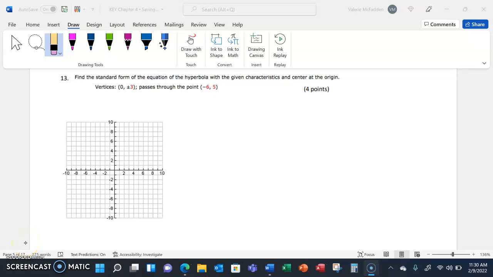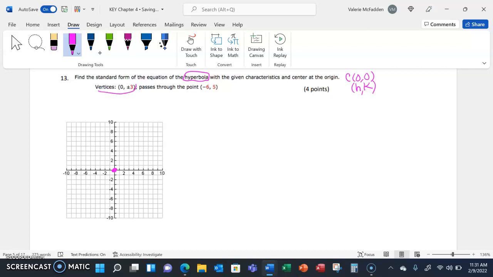I feel like since we just did a hyperbola in the last video, we would go ahead and do number 13 now because it's also a hyperbola. So it says find the standard form of the equation of a hyperbola with the given characteristics and the center at the origin. So our center is at the origin.